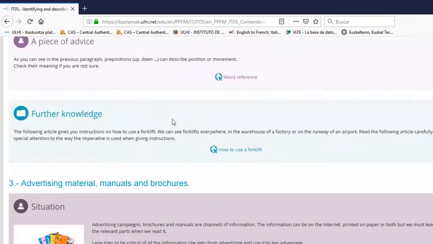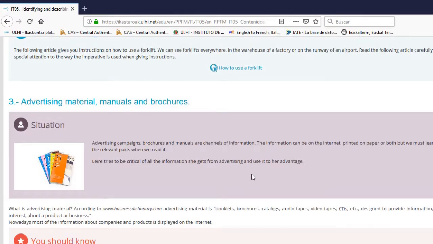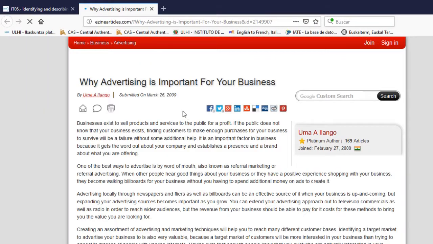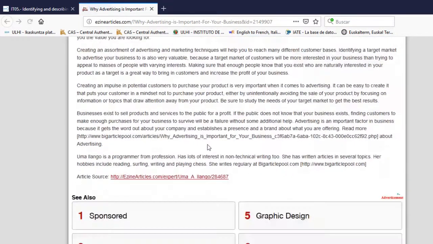We will continue to point 3, where we'll be talking about advertising materials, manuals and brochures. We'll learn about the importance of advertising, and we'll take a look at a document about it. Here you have a document about why advertising is so important for your business.